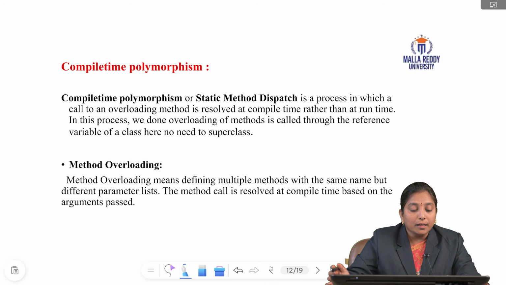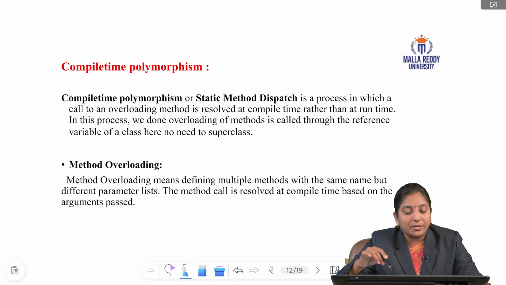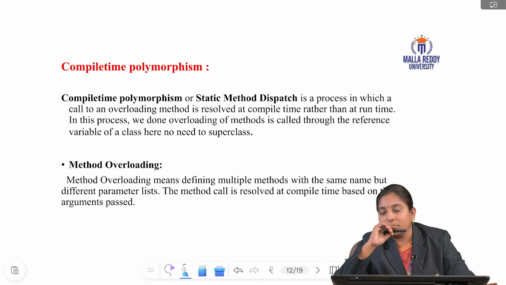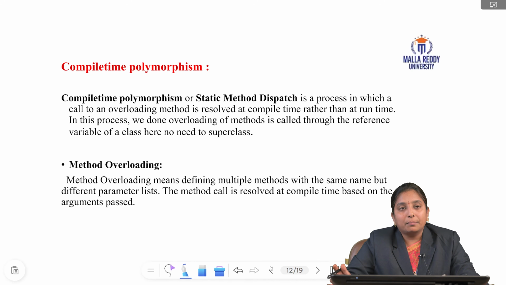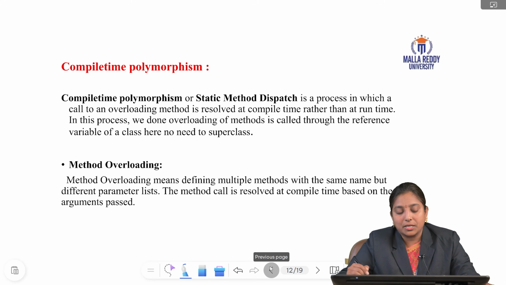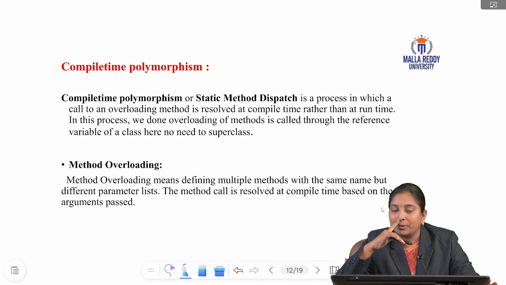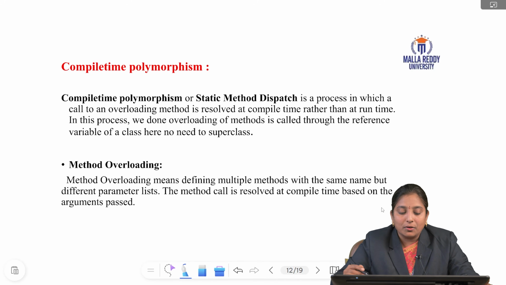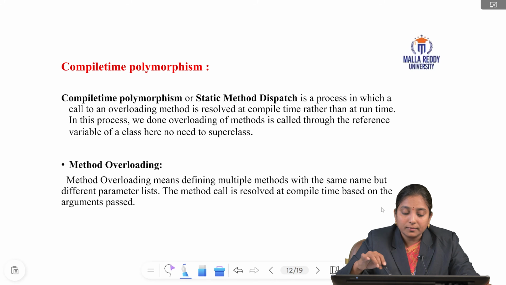Sorry, compile time polymorphism, we can call it static method dispatch, and it is achieved by using method overloading. What is method overloading? Method overloading means multiple methods having the same name but different parameters. This is resolved at compile time based on the arguments passed.